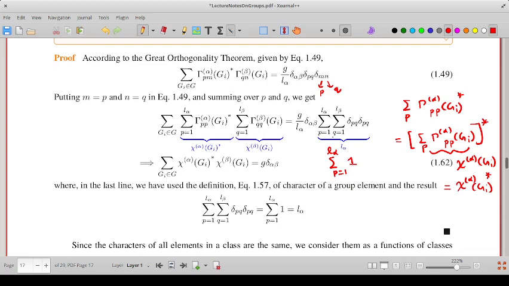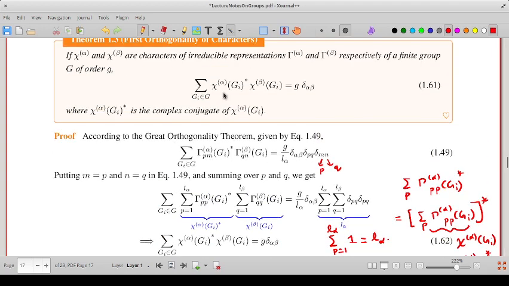Because whenever Q is different from P, this will be 0, which is equal to L alpha. So on the right hand side, we have G by L alpha, delta alpha beta, and this sum is equal to L alpha. So L alpha cancels with this L alpha, and the result is G times delta alpha beta. So this is the result that we wanted to prove.